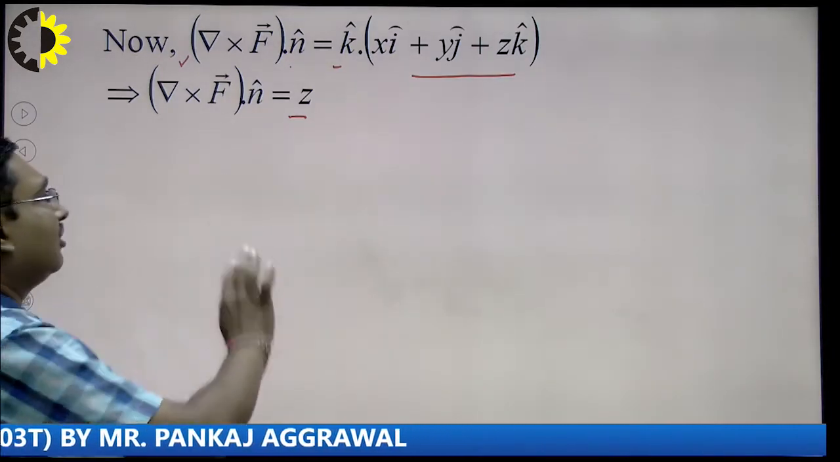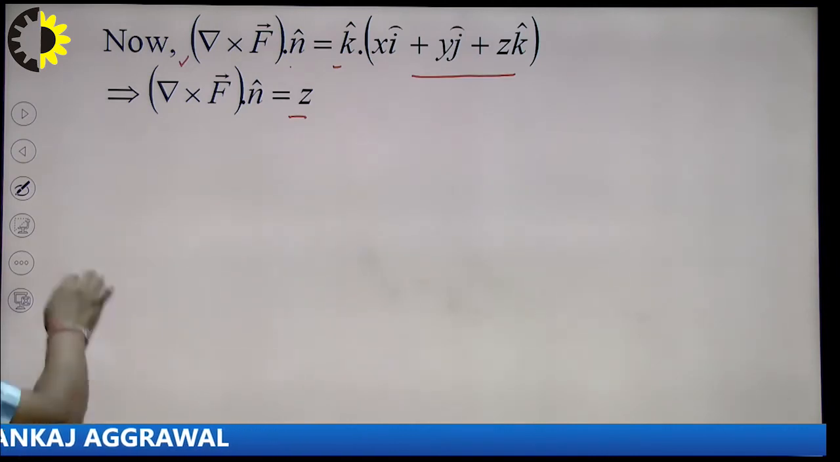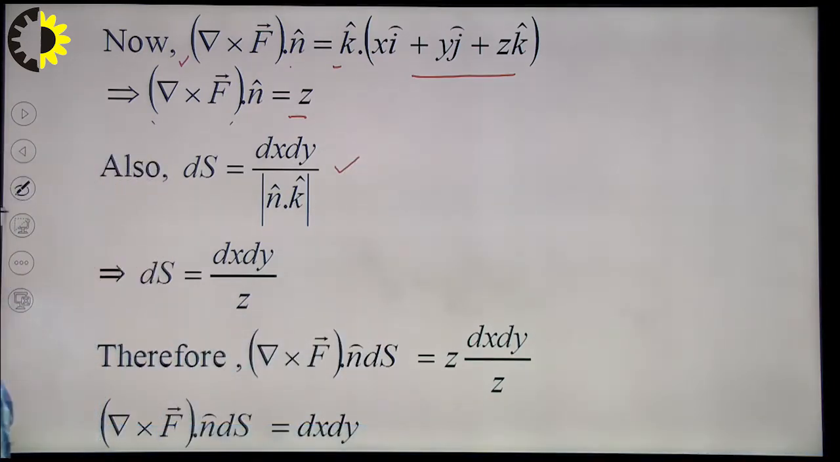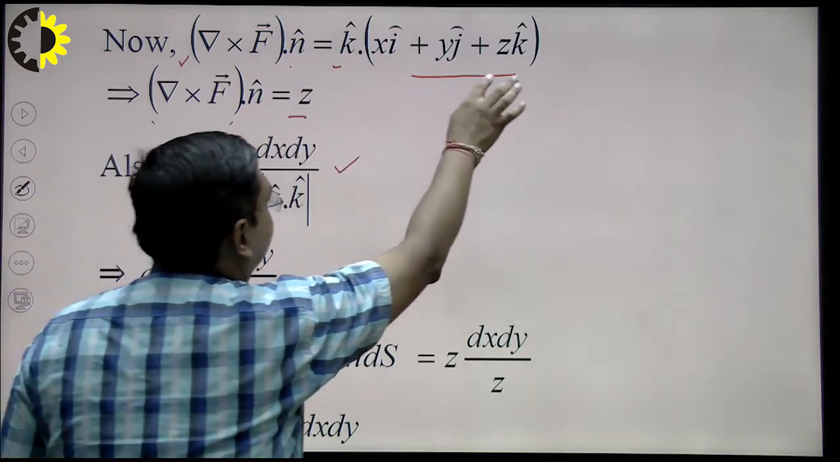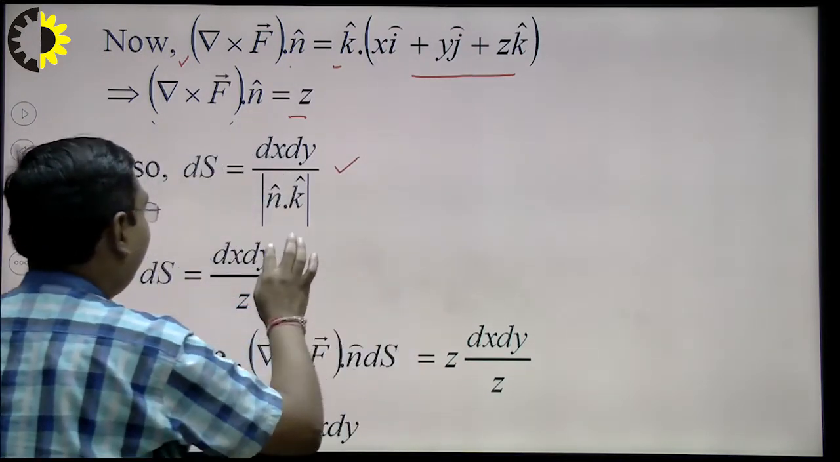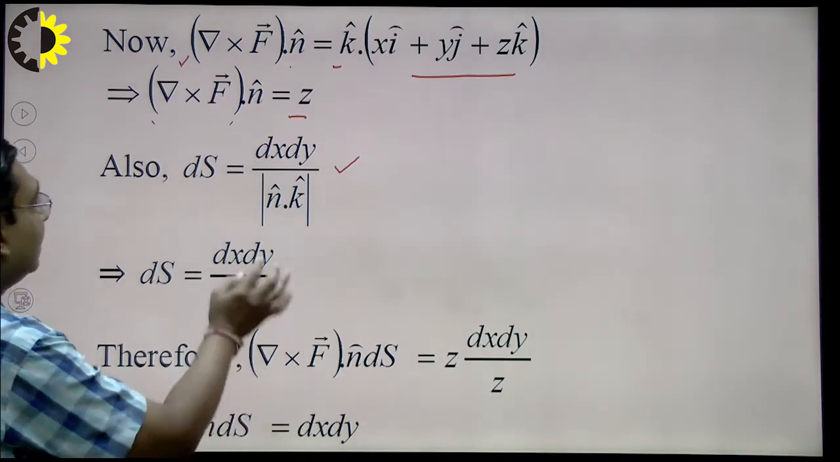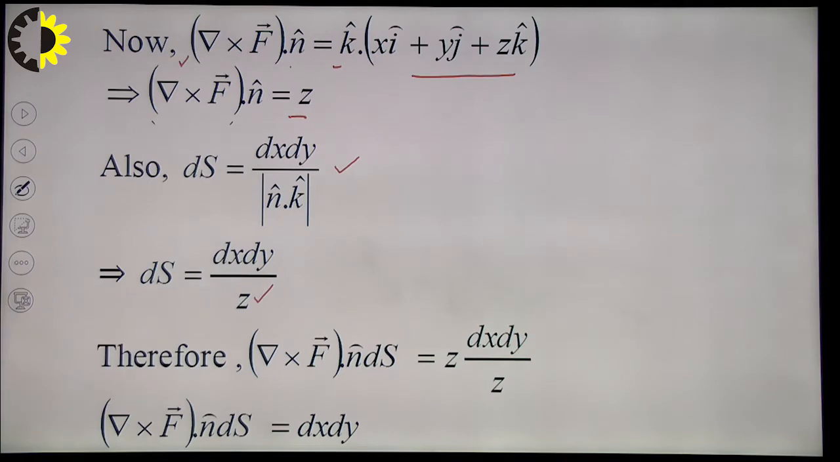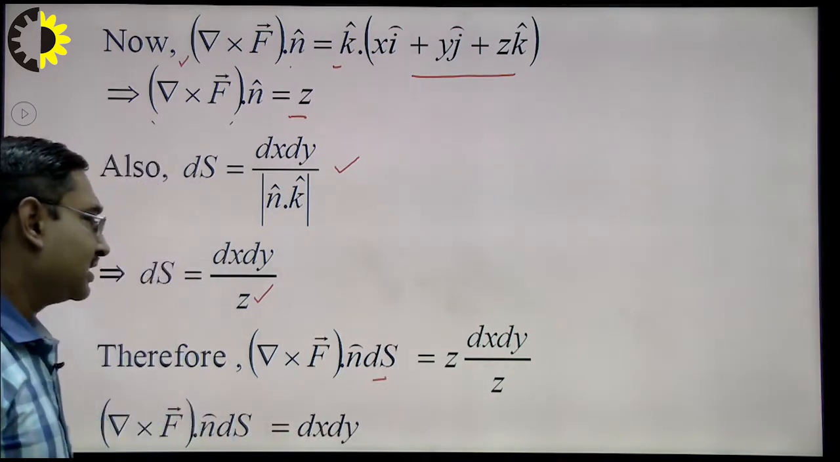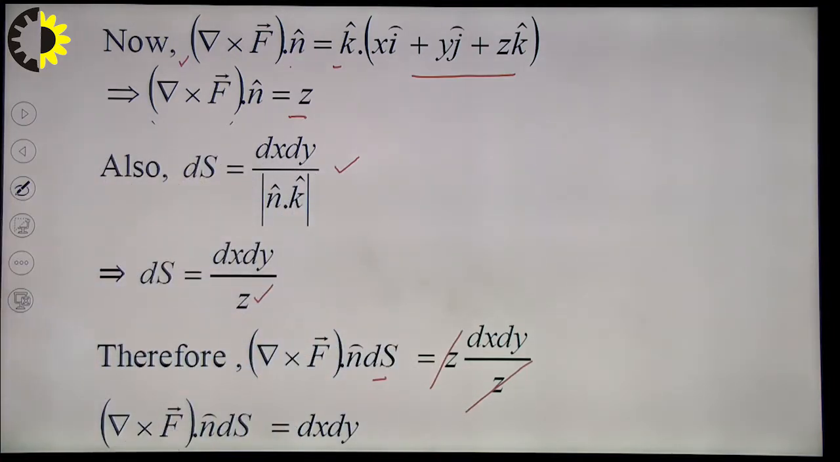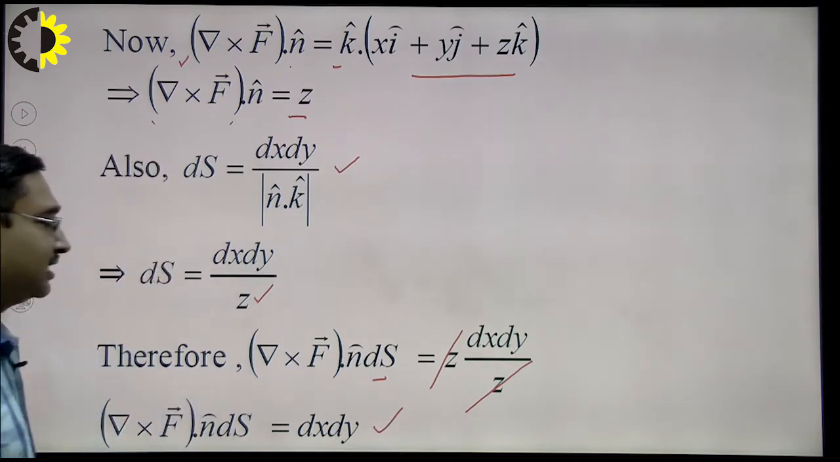Now del cross F dot n cap is calculated. I shall now calculate ds, because ds is equal to dx dy upon mod n dot k cap. This n cap was this expression and n dot k cap will be nothing but z, and therefore ds will be dx dy upon z. Substituting this value, del cross F dot n ds becomes this z and this z are cancelled out, and del cross F dot n ds can be written as simply dx dy.